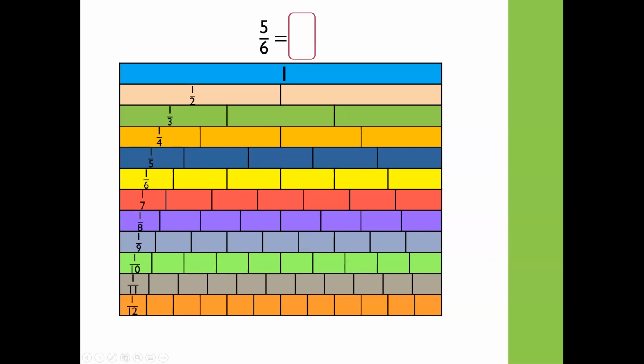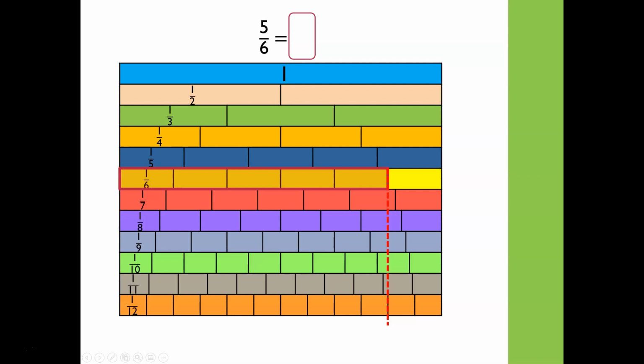If we want to find an equivalent fraction, for example 5/6, we must first find 5/6 on the fraction wall. The yellow bar shows sixths. We are interested in 5/6, so we've got to count across. 1, 2, 3, 4, 5. Now we can look down the fraction wall to see if any other bars line up exactly with 5/6. You might want to use a ruler or a piece of paper to help you with this in the beginning, because the lines have got to line up exactly.